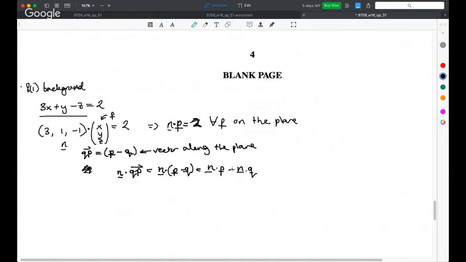Well, these are both points on the plane. So N dotted with either of them is going to be equal to 2. So it's 2 minus 2, which is equal to 0. Therefore, N must be perpendicular to all P minus Q on the plane. So therefore, N must be the normal vector to the plane.